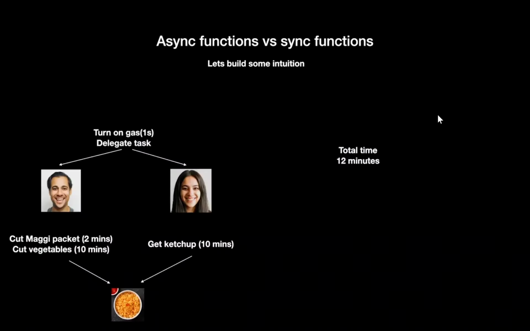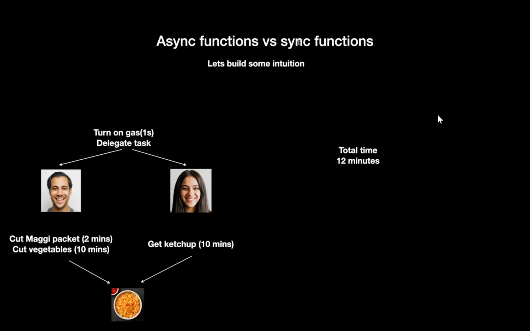Let's look at it diagrammatically. Turn on the gas for 1 second. This guy does these 2 tasks, takes 12 minutes. This girl takes 10 minutes to get the ketchup, and finally by the end of it, Maggi is ready in 12 minutes. Is this a better approach to create Maggi? Yes. Why? Because you've been able to parallelize tasks. You have decreased the total time to be taken to create Maggi by a lot by parallelizing and context switching.